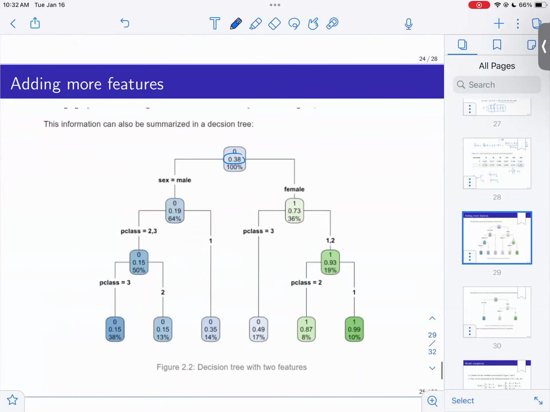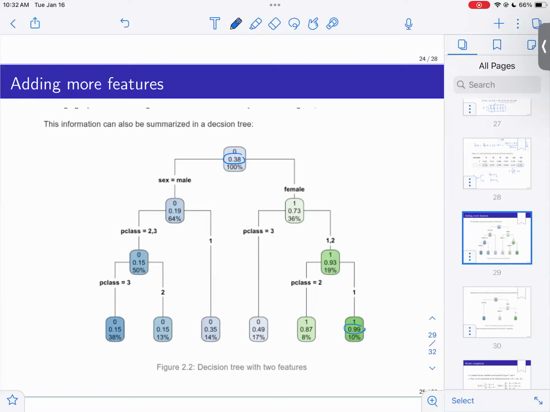So that's F1. So female and passenger class 1, 99% of the time they survive. So the decision is the one on top. And if they're female and passenger class 2, the conditional probability is 0.87. You can calculate all the probabilities from the table. If it's female and passenger class 3, then it's 0.49. It's below the threshold, and so you classify it here.